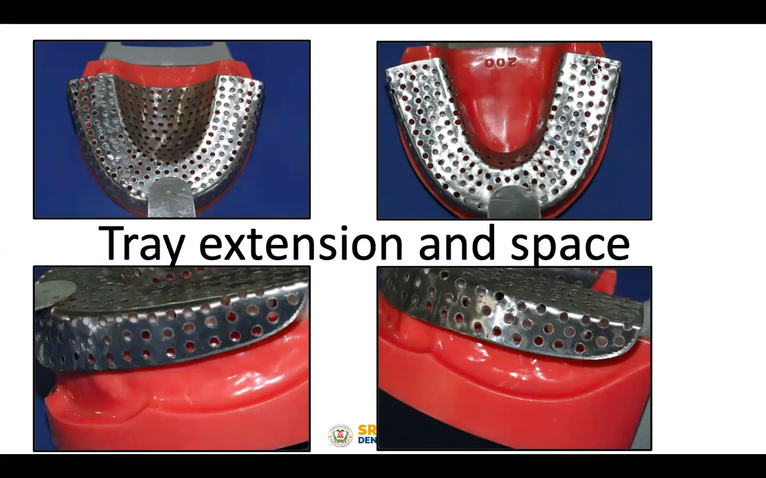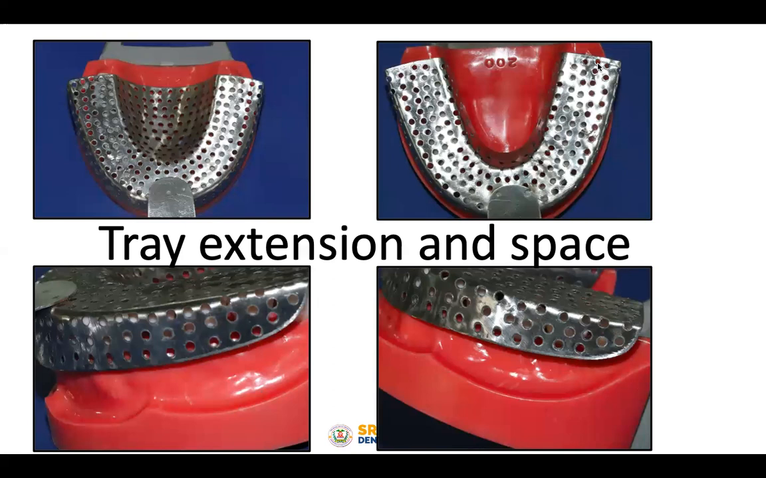When checking for the extension, the peripherals of the tray should extend till the sulcus or 2 or 3 millimeters short of the sulcus. And the posterior part of the tray should extend till the tuberosity in the maxilla and the retromolar pad in the mandible. If the trays are not extending properly, they can be adapted with the use of modeling wax.